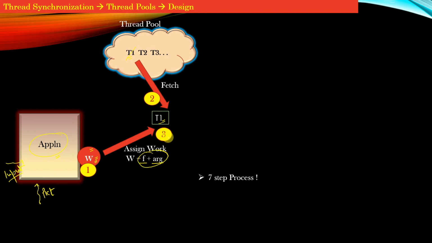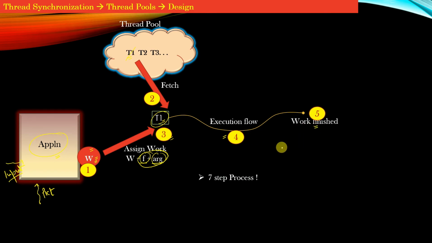So in step number 3, we associate a thread, which is an execution unit, with the work to be performed, and work is nothing but a thread function plus argument. Once step number 3 is accomplished, the thread T1 is made to execute. That is, thread T1 now executes its execution flow, and after completing its allocated amount of work, the thread T1 finally finishes its work in step number 5.